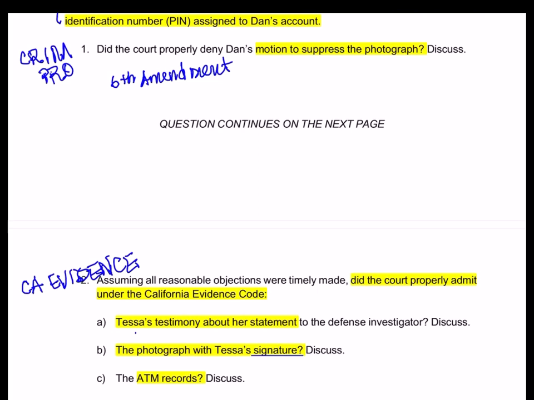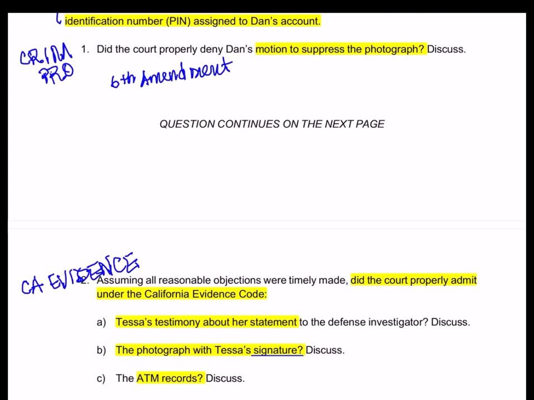Is it being offered for its truth? Or is it simply being offered to show that she made an inconsistent statement in the past? That would mean that it goes to her character for truthfulness and it's non-hearsay. But if the defense is trying to use it to show that the defendant is not the robber, that she spoke the truth in the prior statement, then it would be hearsay, and we would be using prior inconsistent statement to get it in. That is a key area where California differs from the federal rules.